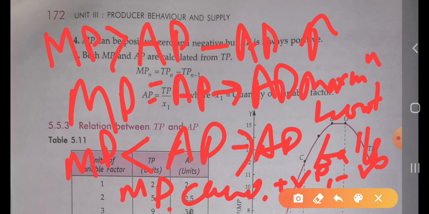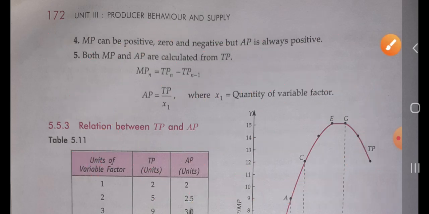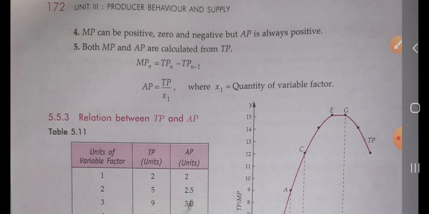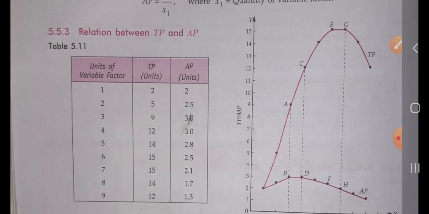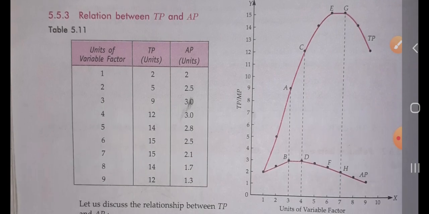Both the values of MP and AP will be calculated from the TP, that is MP equals TP n minus TP n minus 1, and AP equals TP upon Q or x1 or the units. So we can calculate the value of MP and AP through the TP. So that is the relation between MP and AP. Now the next one is, what is the relation between the TP and AP?